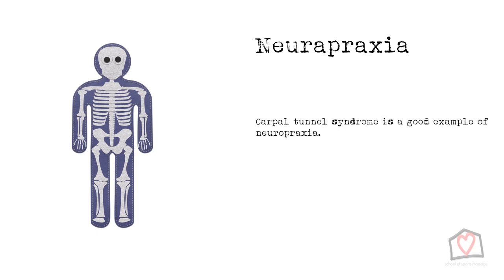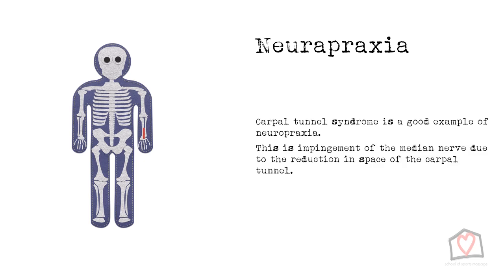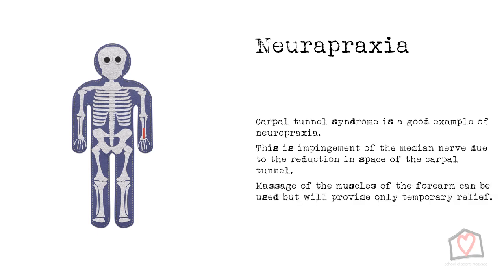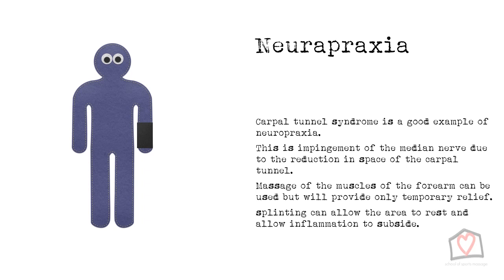Carpal tunnel syndrome is another good example of neuropraxia. This is the impingement of the median nerve caused by the reduction in space of the carpal tunnel. This can be caused by inflammation of the structures of the carpal tunnel. The treatment for this can be massage of the muscles of the forearm, but unless it is very early stages, I've only ever really had temporary relief from this. Day or night splints can be used to try and rest the area and allow inflammation to subside. You can then move on to steroid injections, and if all else fails, surgery, where the retinaculum is cut to allow space. Nerves can be trapped or impinged anywhere, but these are a couple of the common ones.